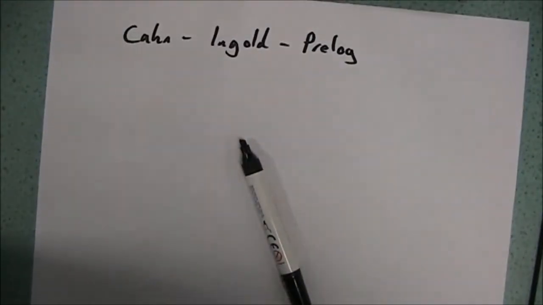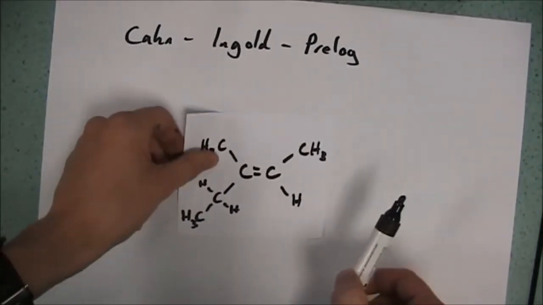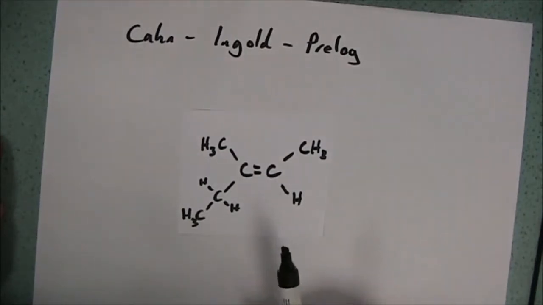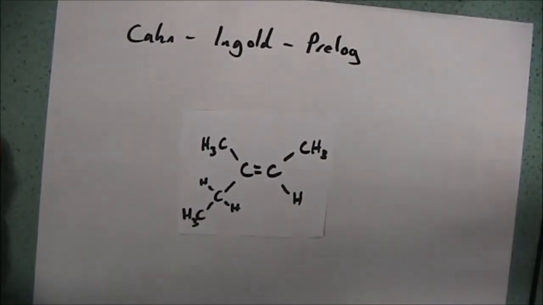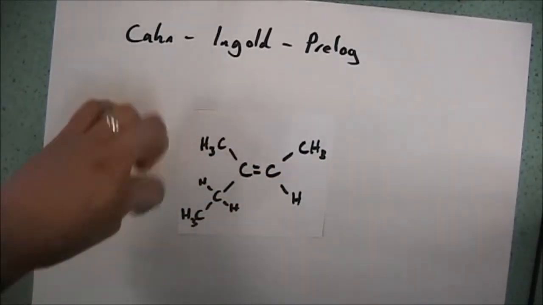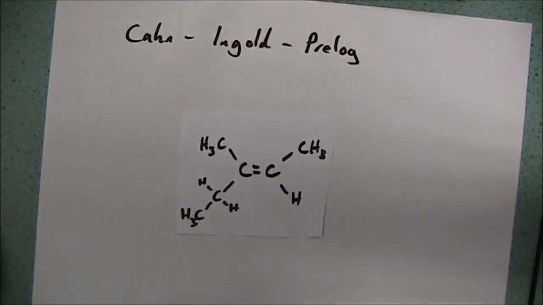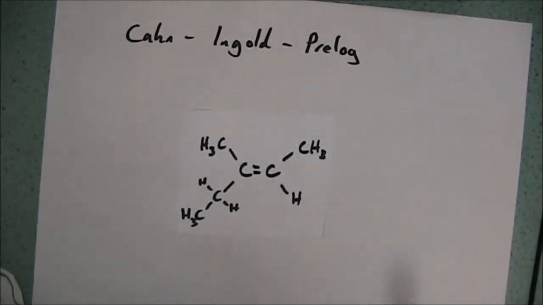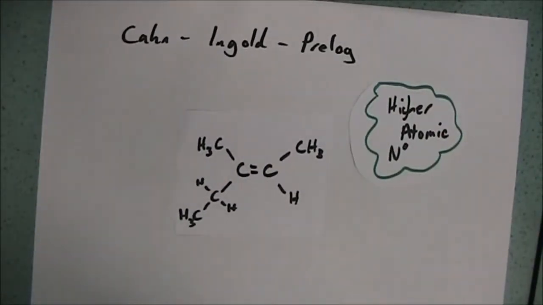So we call this system the Cahn-Ingold-Prelog after the three people who thought it up. And the way that we do it is we look at a molecule and we assign high priority and low priority to the groups on each carbon. And we do that by the atomic number. So if we have a higher atomic number, we say that that is a higher priority.